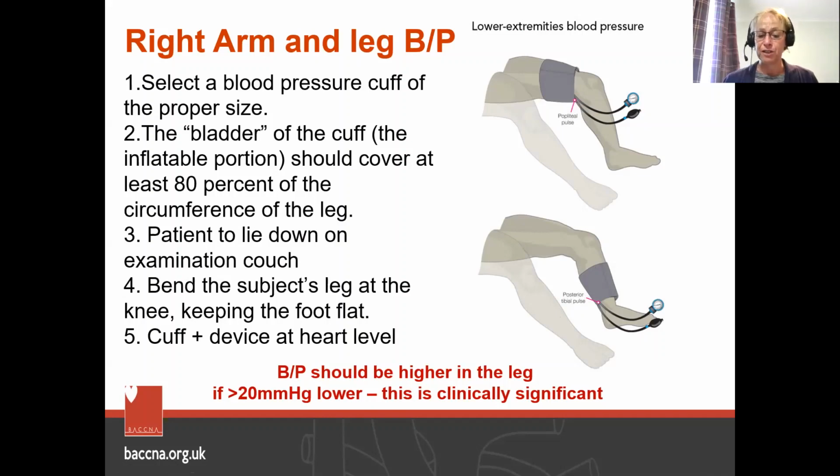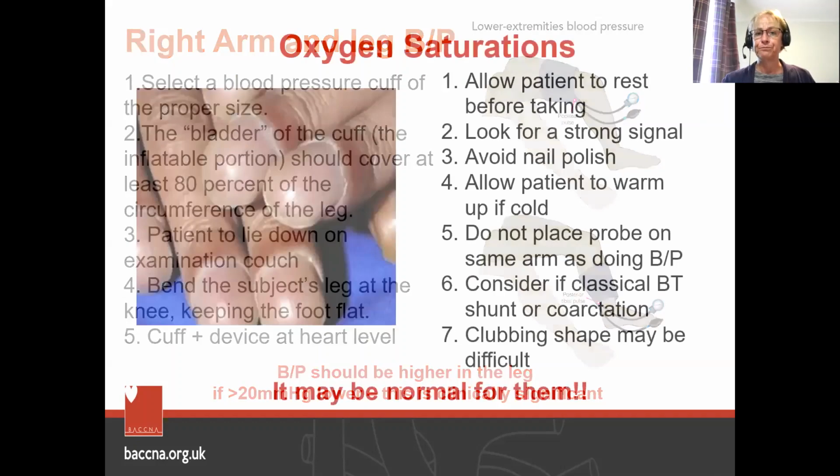They're useful to understand whether there is any significant coarctation or restenosis following a previous repair. So if the blood pressure in the leg is greater than 20 millimeters of mercury lower than the blood pressure in the arm, then this may indicate that further investigations should be performed to assess the narrowing further.